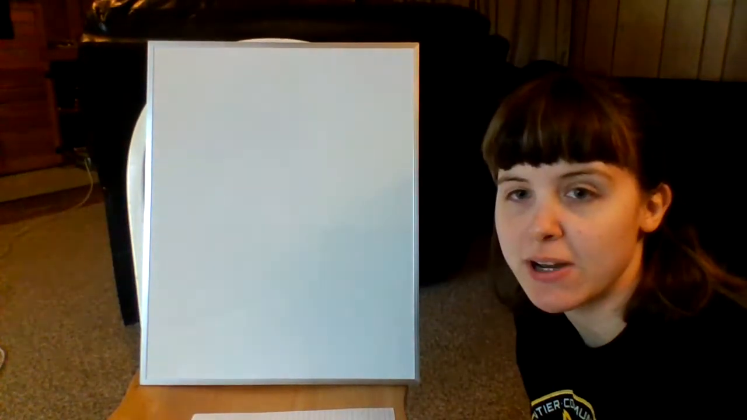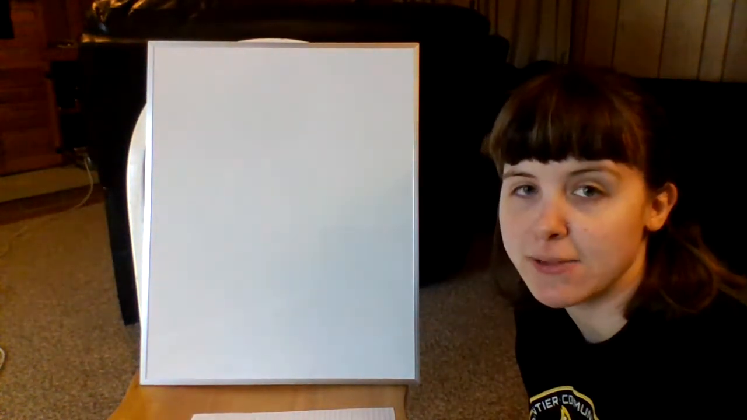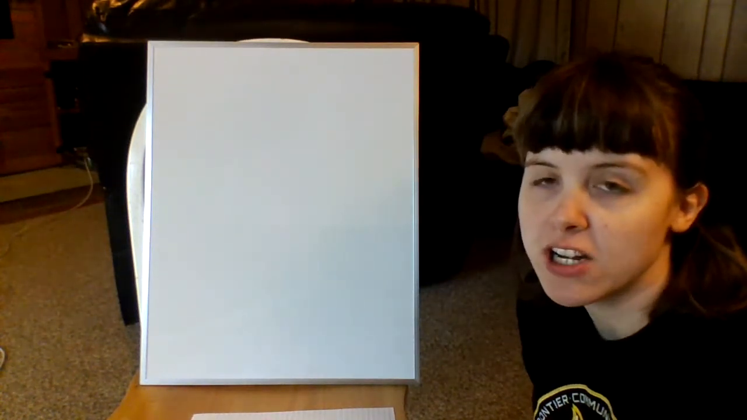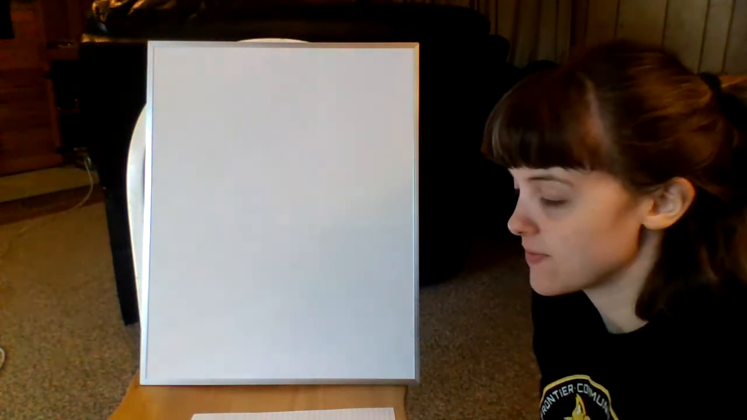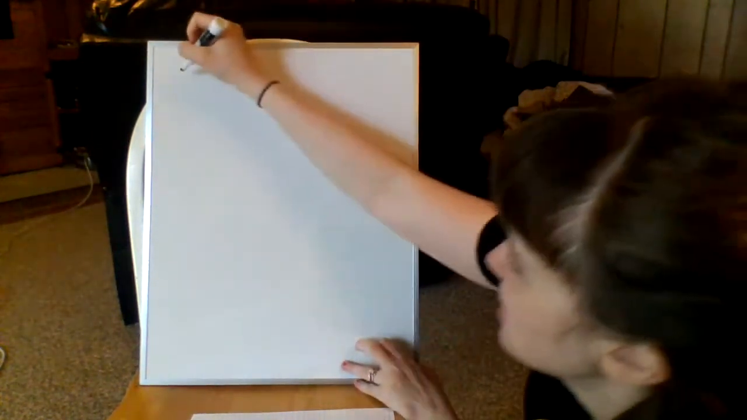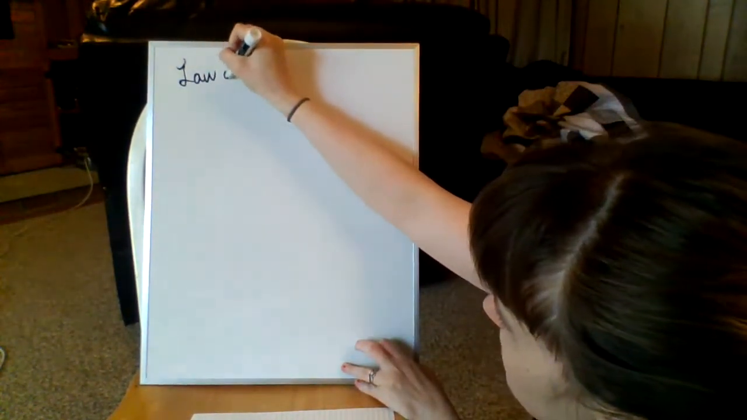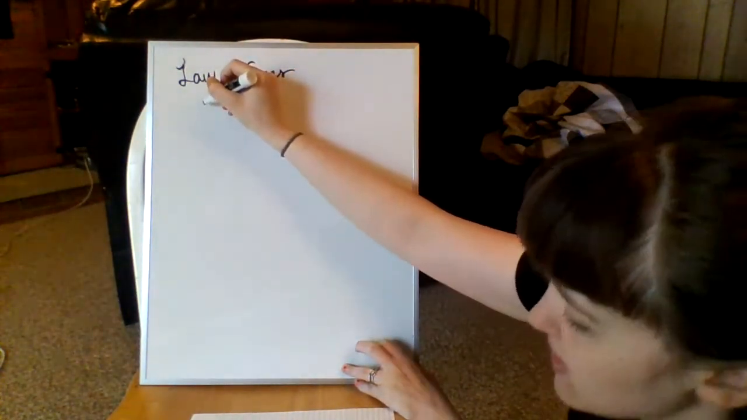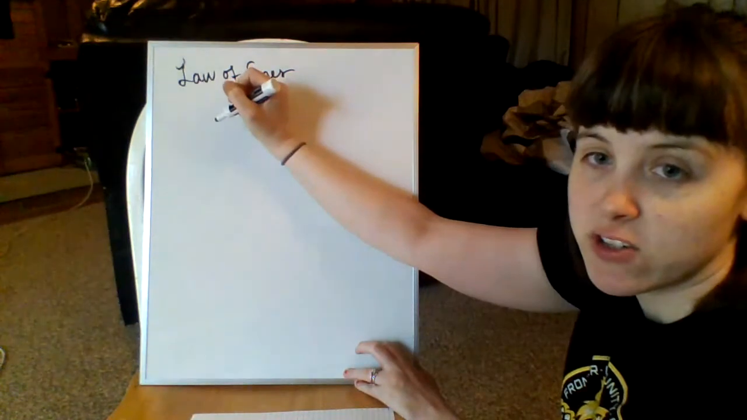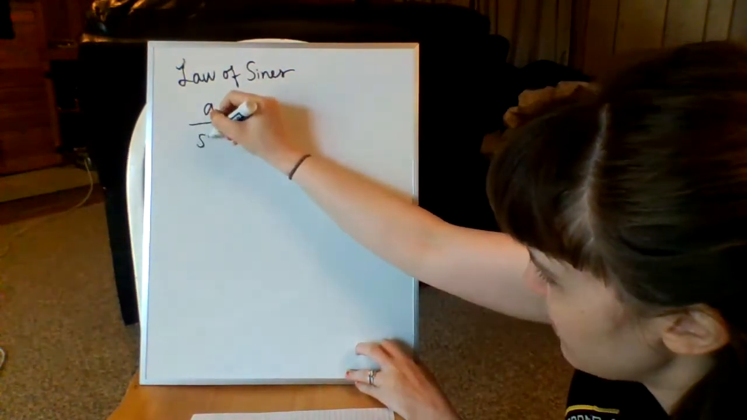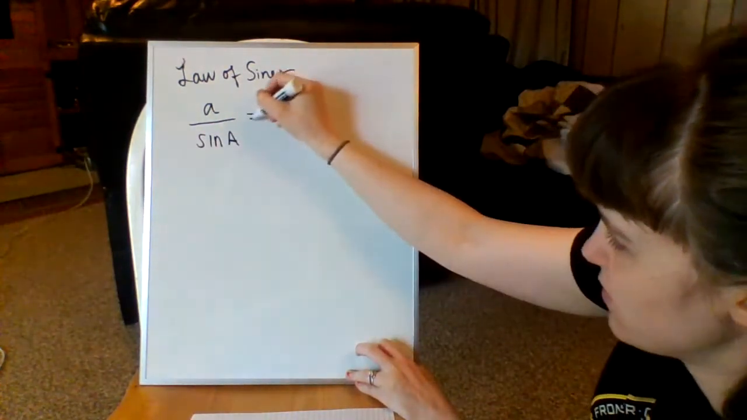This video is about law of sines, finding missing sides of any triangle, not necessarily a right triangle, using law of sines. Okay, so let's review what law of sines is first. Law of sines uses the trig function sine to help you find missing sides or missing angles of any triangle, as long as you know some information that's necessary for this formula.